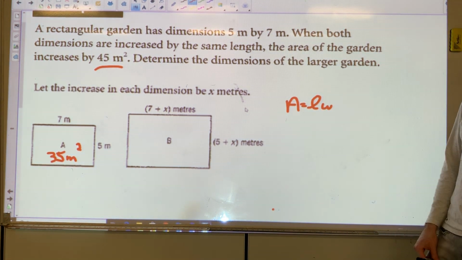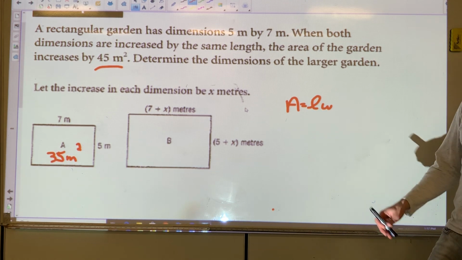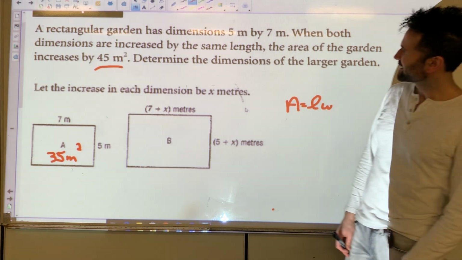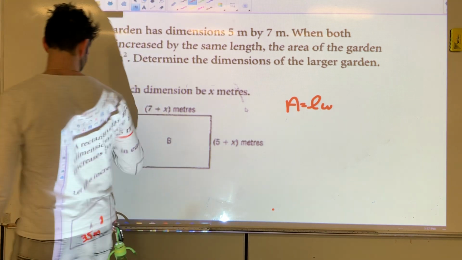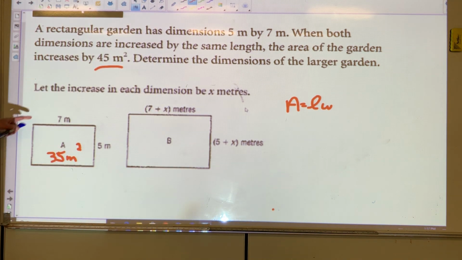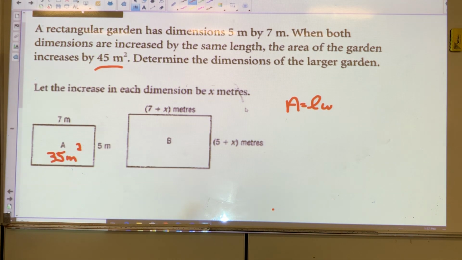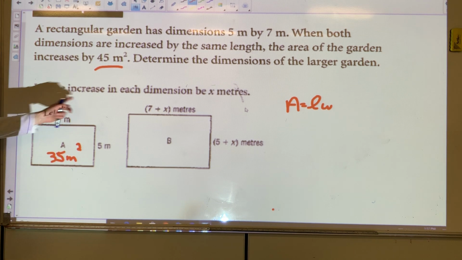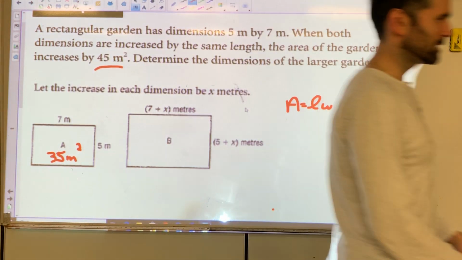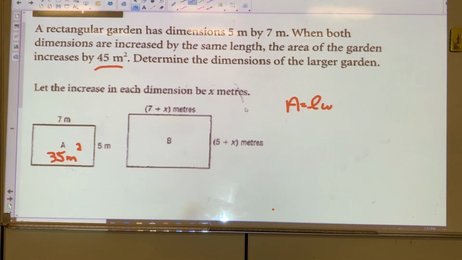Alright, let's do this question so we can be done. What do we got? Rectangular ground, blah, blah, blah. Did you guys read it yet? No, neither did I. So we got this garden. Perfect, seeing as we're talking about sunny weather. It's 5 by 7 meters, and both dimensions are going to be increased by the same amount x. When that happens, the area of the garden increases by 45 meters squared. Determine the dimensions of the larger garden. Great, they did some work. They said let x be the increase in meters.